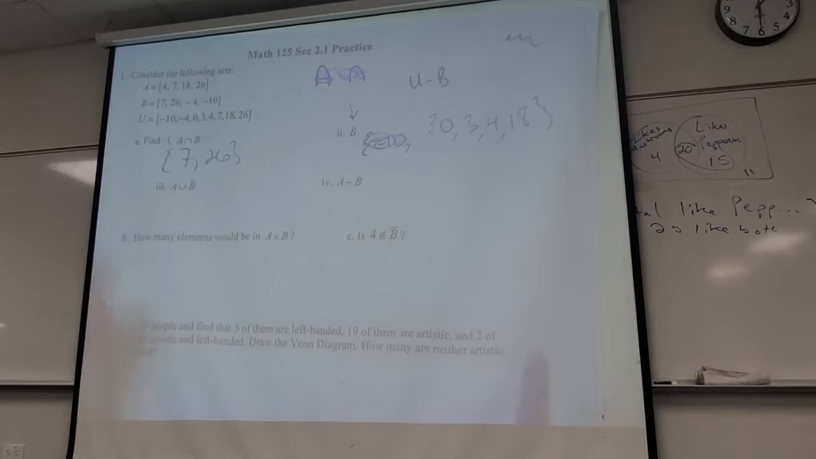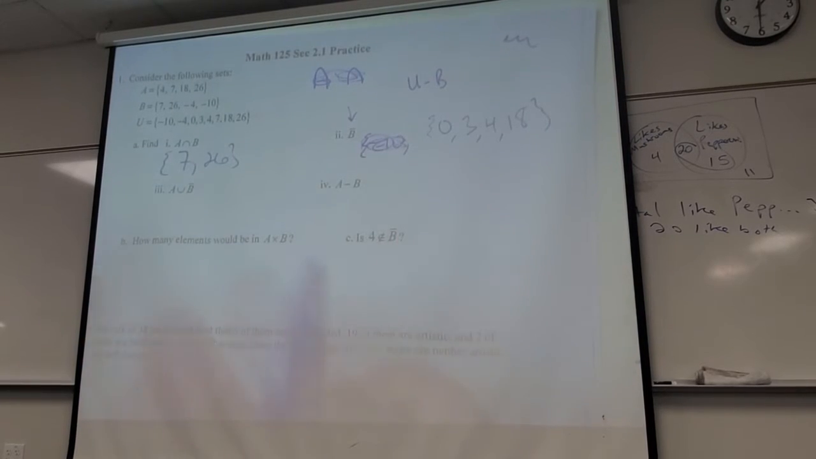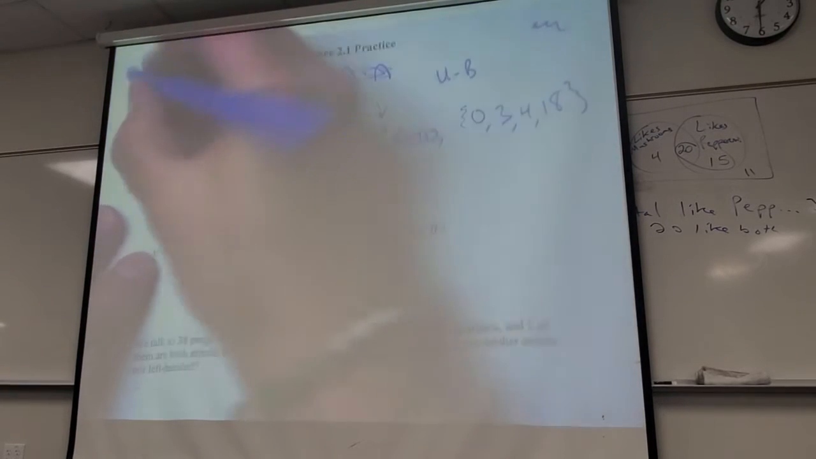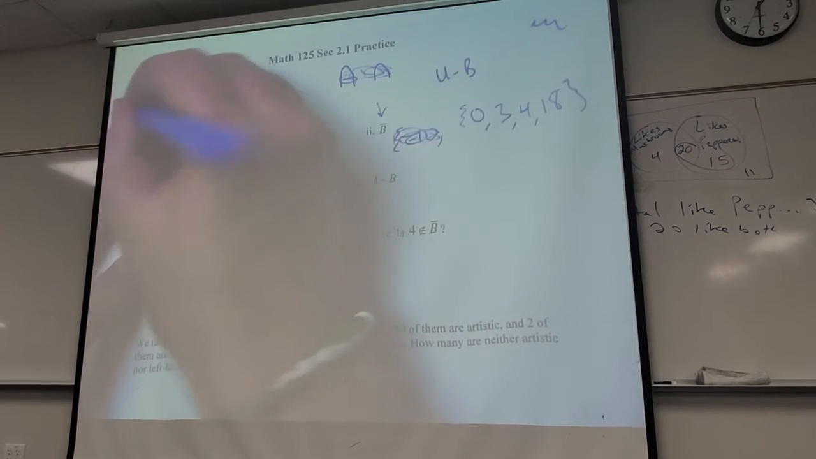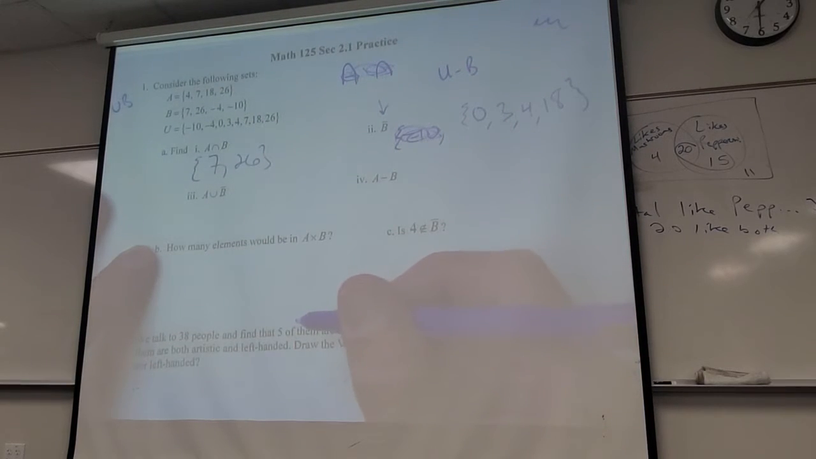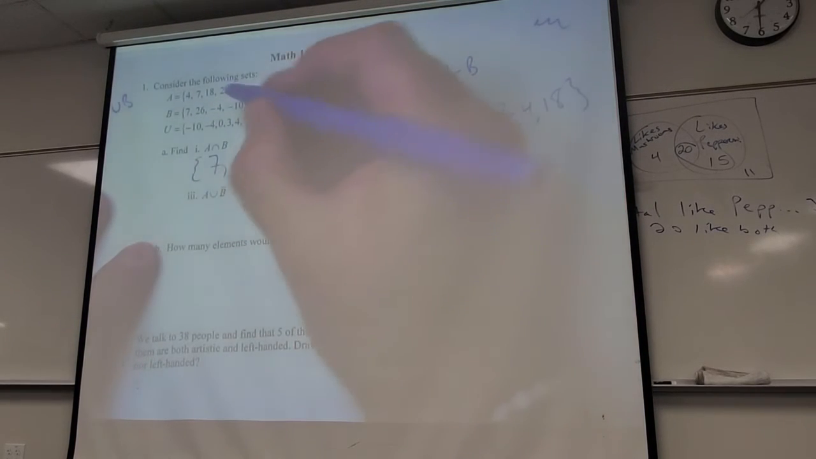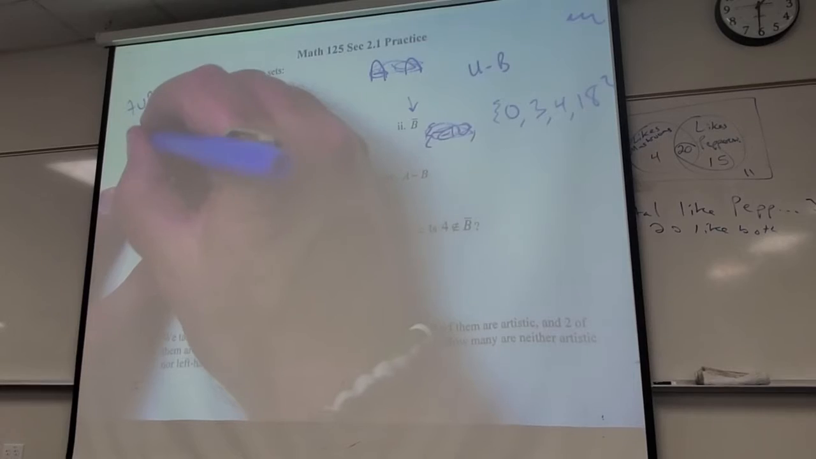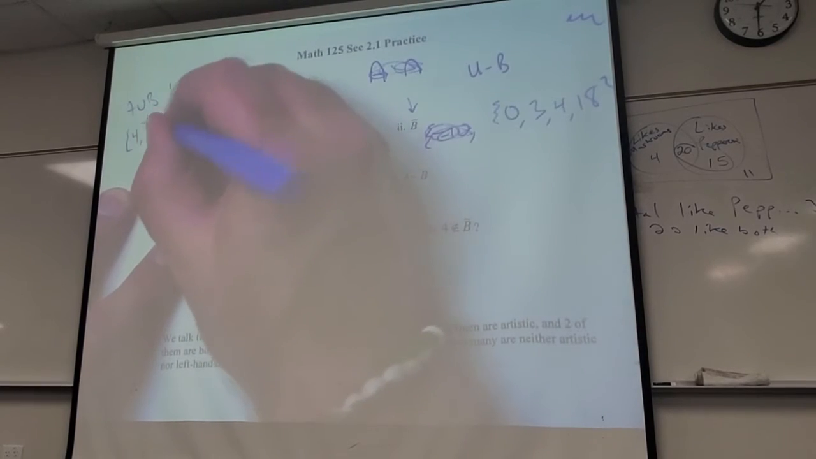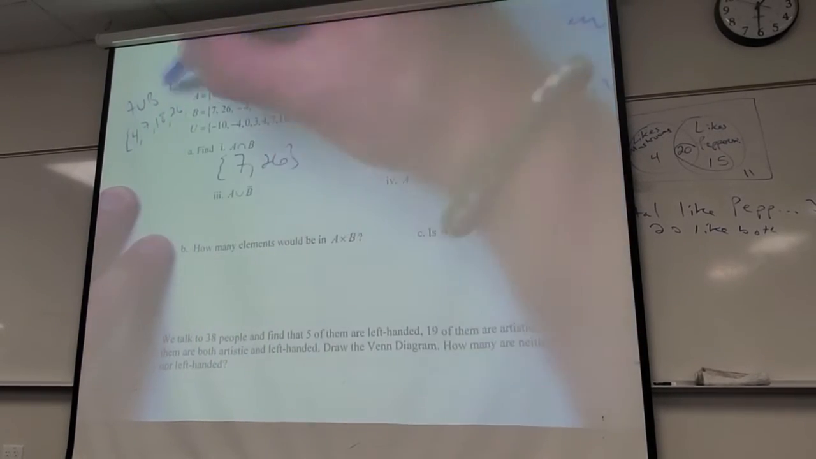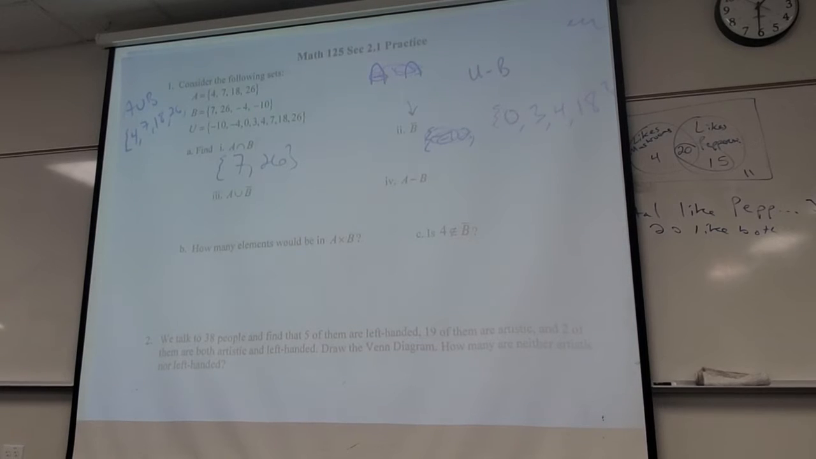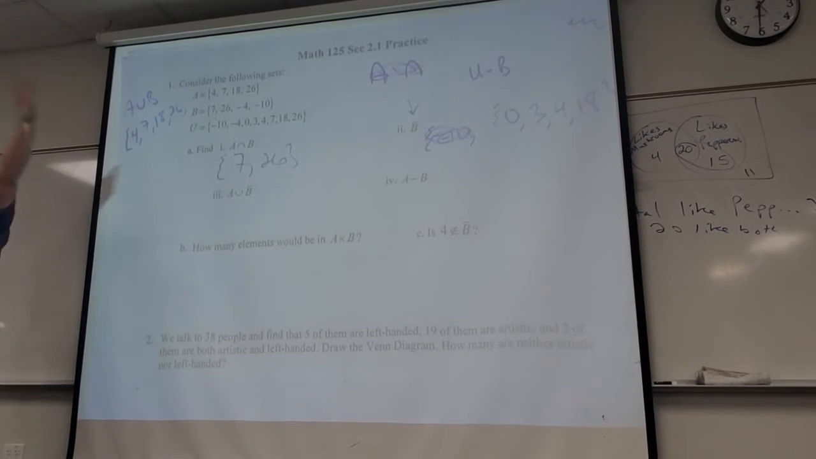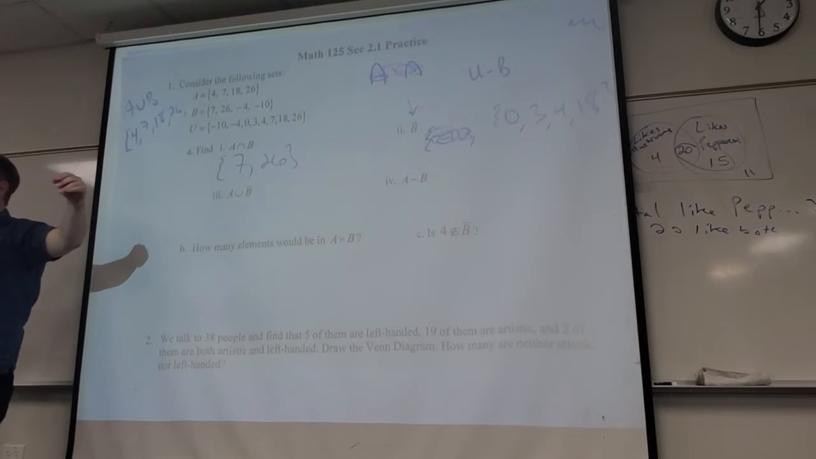Now, let me ask you a question I didn't ask. What is A or B? How would you get A or B? You can just look right here, right? One way I would do it is just take one set, 4, 7, 18, 26, because all those go in. Because who gets into that bar? Everybody who is in A, all those people get in. Or they could be in B if they can get in, right?